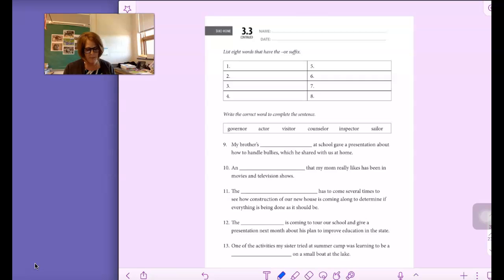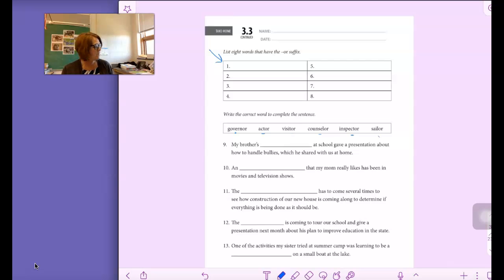Let's go to the next page, and you're going to rewrite those words up here. So rewrite the 8 that we did on the previous page, or come up with some of your own. Go for it. I want to look at number 11. So let's read these words. Say them with me. Governor, actor, visitor, counselor, inspector, sailor.